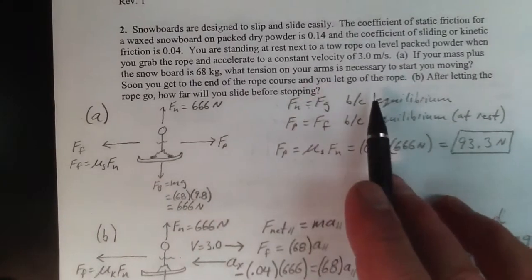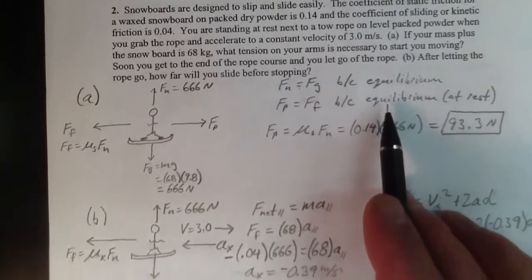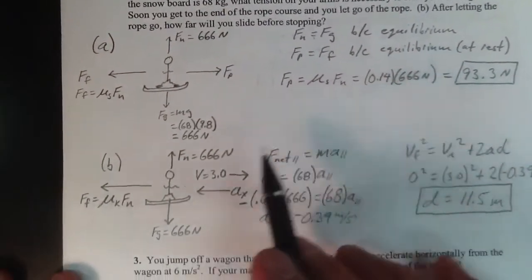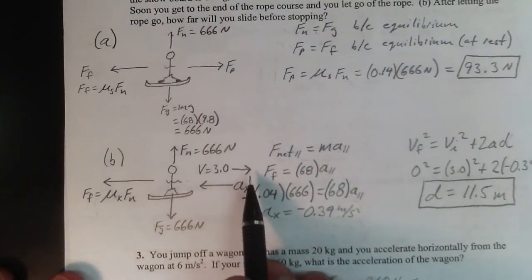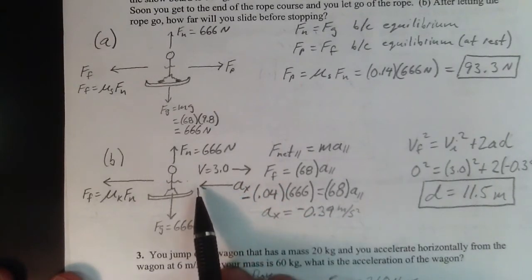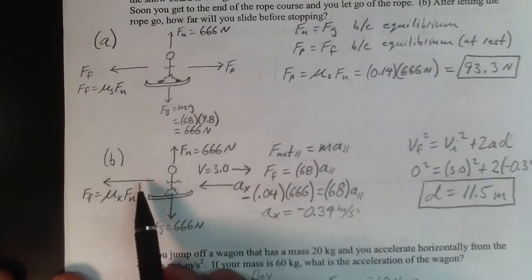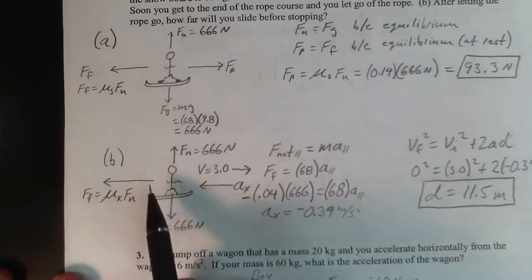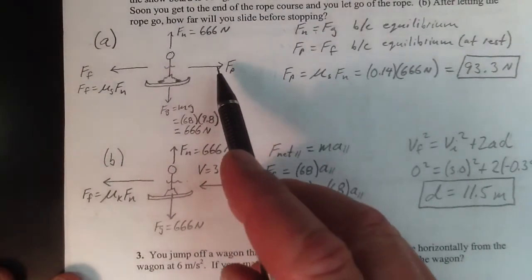So then I'm chugging along and I let go of the rope. Now I'm in a dynamic problem. I had this velocity of 3 meters per second, and I'm going to slow down to a stop. That means my acceleration is this direction. That means I need an F net in the direction. So how does my free body diagram change?